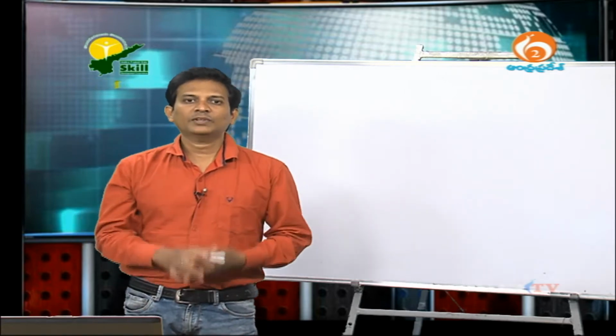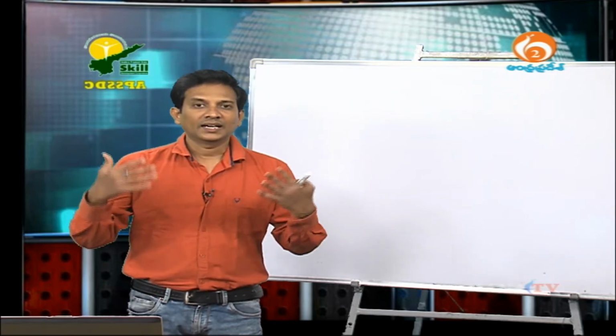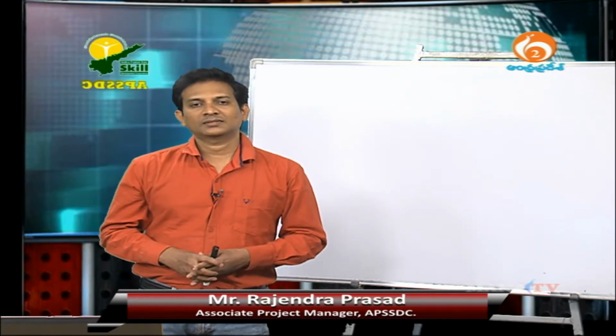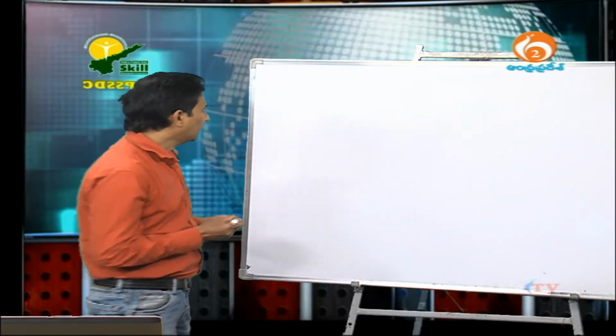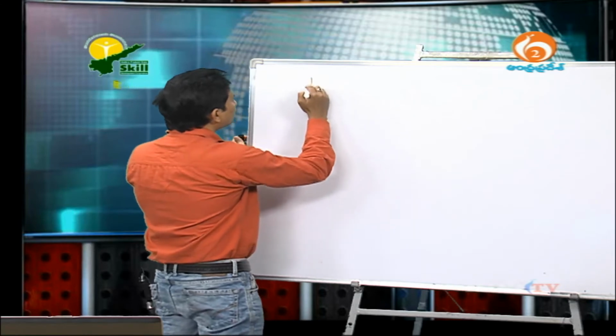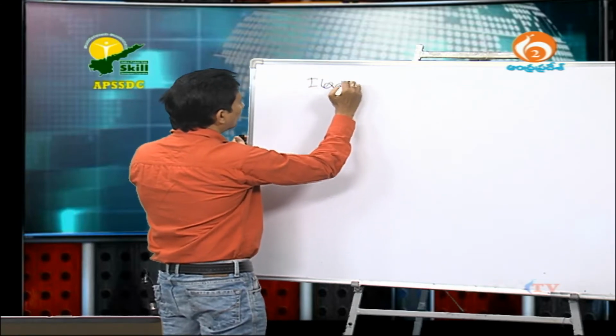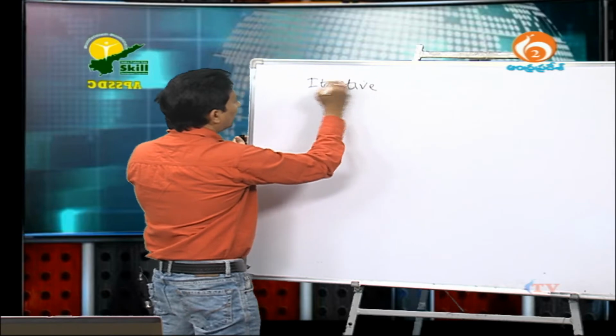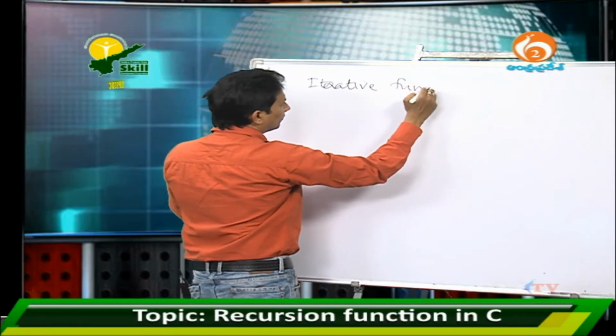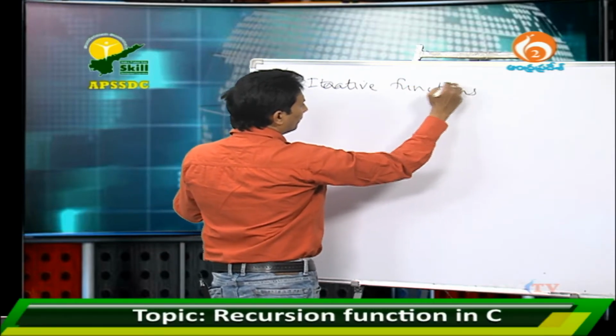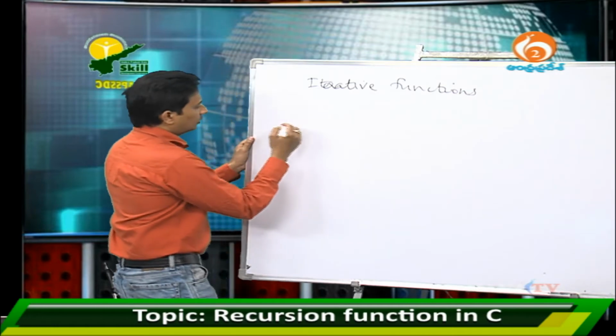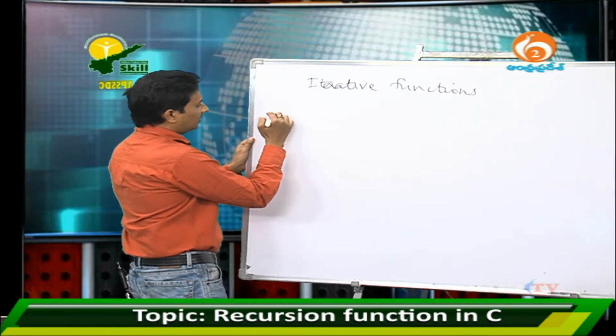There are two types of functions available. We can write the user defined function in two ways: one is iterative functions, second one is recursive functions. What do iterative functions mean? Just look here, I will show you an example.